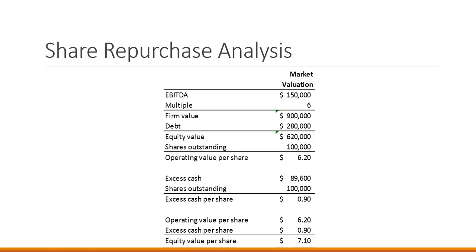Now we have $89,600 because of the favorable result of buying our shares and selling our shares. We have more excess cash than we had previously. On a per share basis, that's 90 cents per share. And now when we add the operating value and the excess cash per share, the equity value per share to the shareholders is $7.10. Previously, that was $7, and the shareholders have realized a 10-cent per share increase in value based on the profit that came from buying the shares at $6.25 and selling the shares at $7 per share.